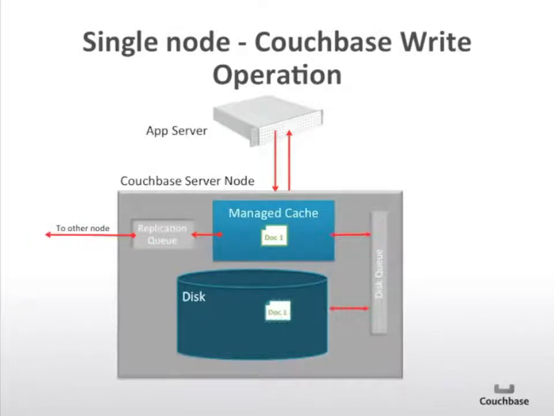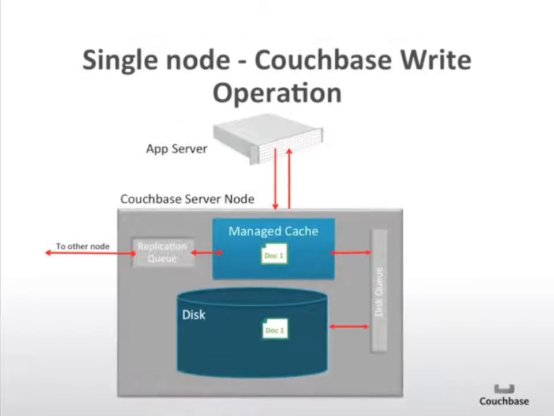One of the optimizations we have added in the disk queue is dedupe. In the sense that if the same document gets updated multiple times within a few seconds, for example, we don't write all the changes to the disk. So we do the dedupe. We write only the latest and greatest document to the disk.